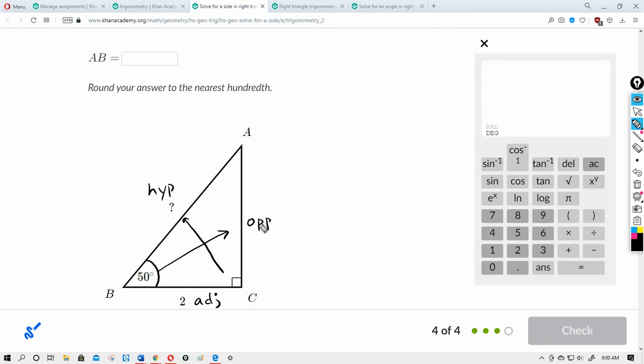Okay? So we do not have opposite. Well, let me write SOHCAHTOA. We do not have the opposite side, so cross that out. We have hypotenuse and adjacent. So which one are we using? Here we have hypotenuse and adjacent, so we're using cosine. Write the formula. Cosine of theta equals adjacent over hypotenuse.